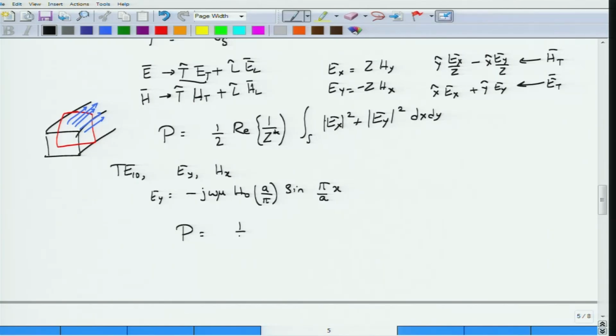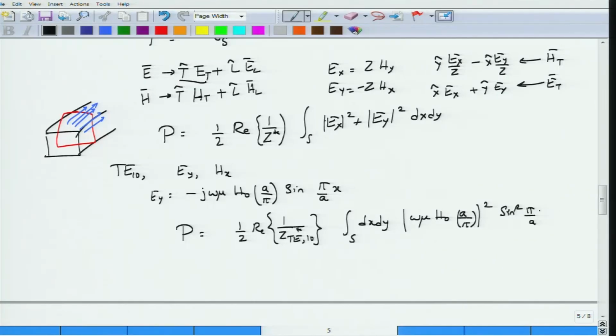So P will be equal to half the real part of 1 by Z_TE corresponding to the cutoff frequency of 10, right, times the integral over the surface dx dy, and then put this Ey square, that would be omega mu H0 a by pi, all these quantities mod square, times sine square pi by a into x. We have already seen dx and dy.